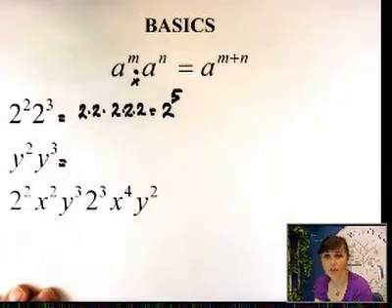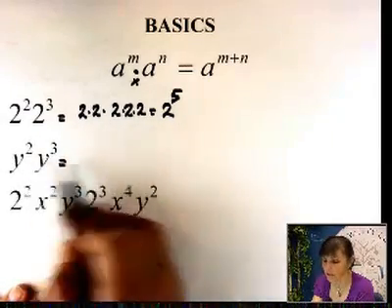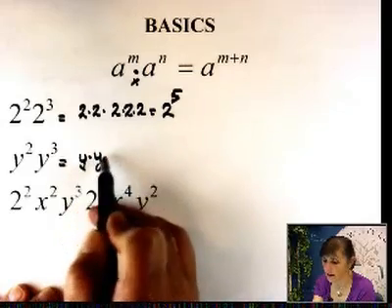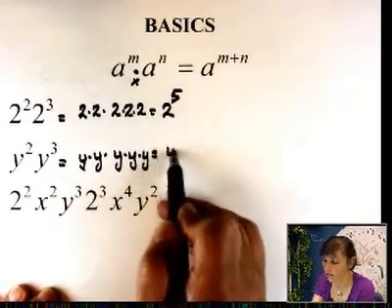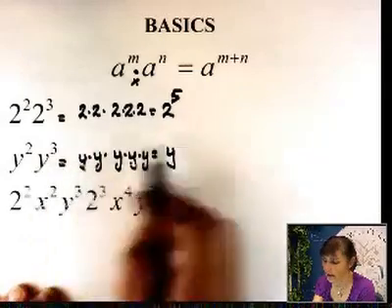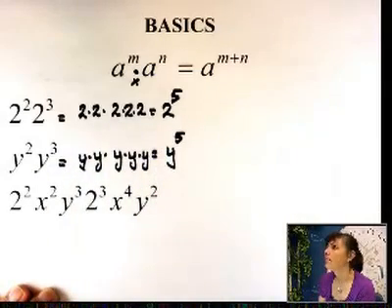How about if I'm multiplying variables? What's that mean? Y squared is y times y. Y cubed is y times y times y. How many y's do I have? Y to the 1, 2, 3, 4, 5. And that happens to be 3 plus 2.